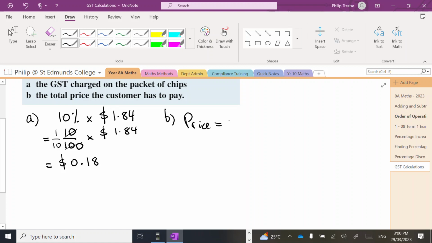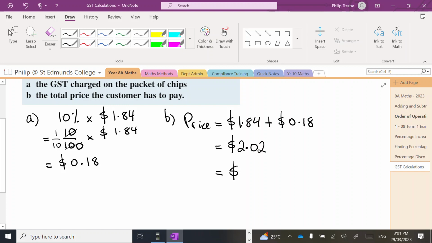So the price paid is the original $1.84, which the shopkeeper would keep. The shopkeeper will add 18 cents to the price, and that 18 cents gets sent to the federal government. Now, when we add these together, 8 and 4 is 12, carry the 1, then 8 and 1 and 1 is 10, carry the 1, and we would have $2.02.